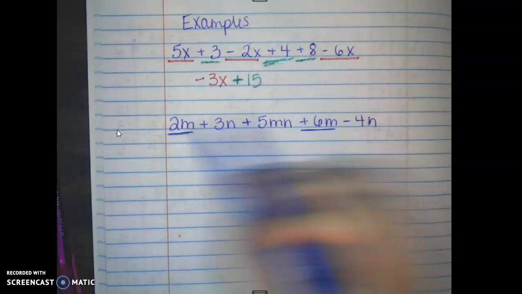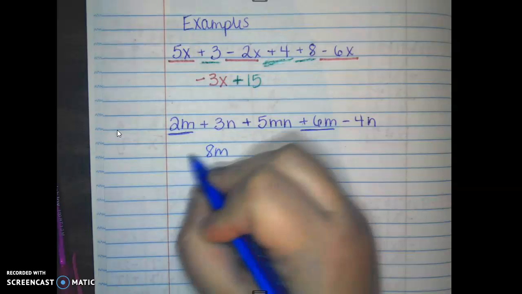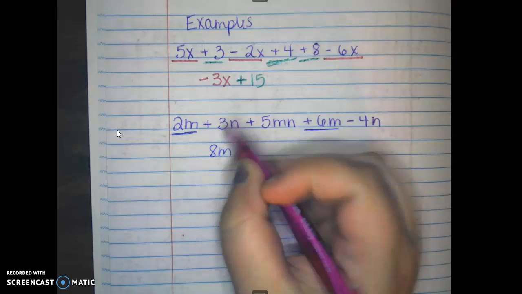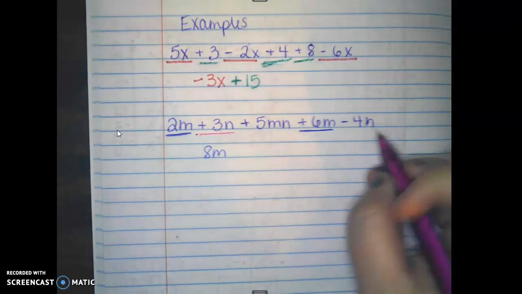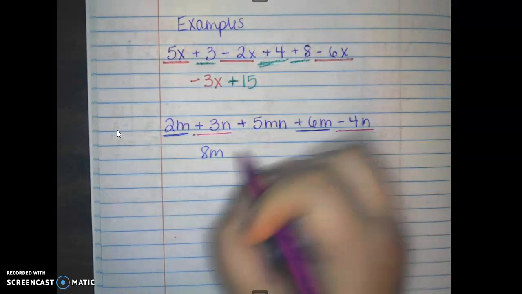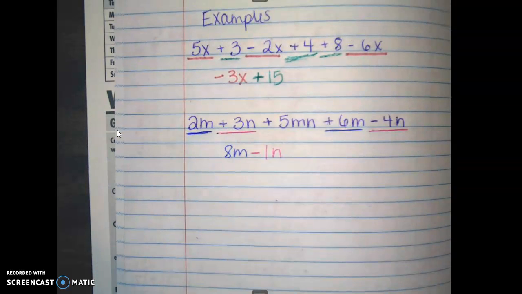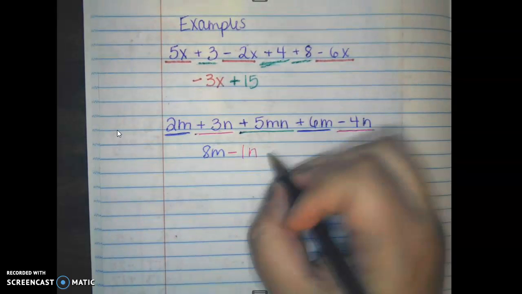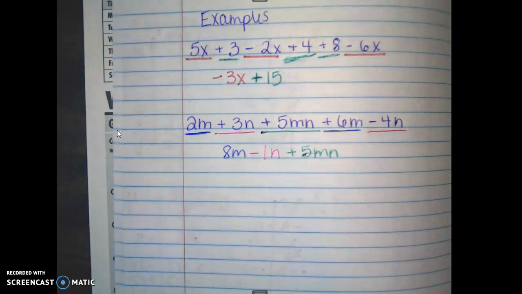So 2M plus 6M is a positive 8M. If you want to put that positive sign, you can, but we don't need it. Then I have 3N, which is different from MN, minus 4N, which is a negative 1N, or just a negative N. And I have plus 5MN, and it's all by itself. Sorry, old pen, it got a little stringy.